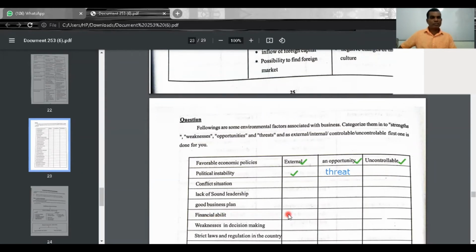What is it? Strength. Internal. Strength. Controllable. Weakness in decision making. Internal. Weakness. Controllable. Strict laws and regulations in the country. External threat. Uncontrollable. This cannot be controlled by the business. We are just discussing business.